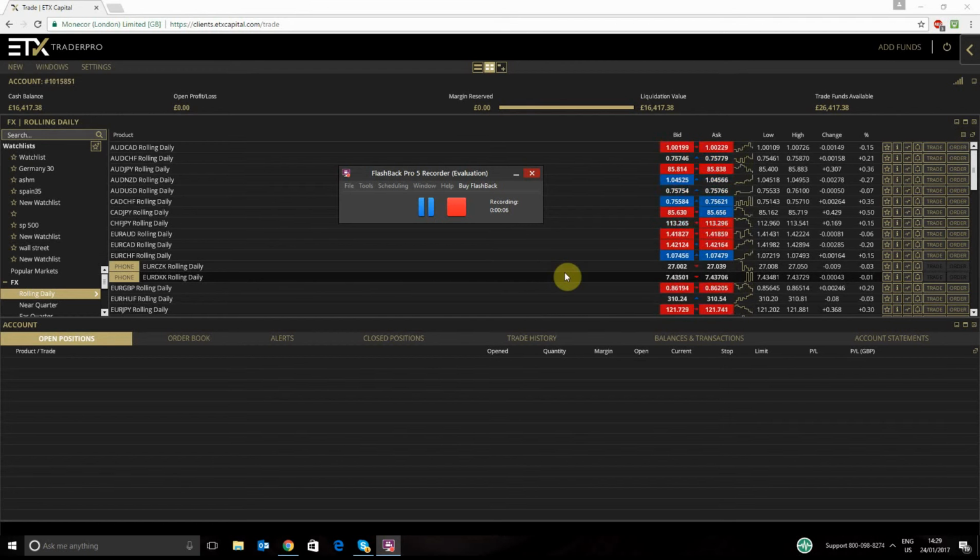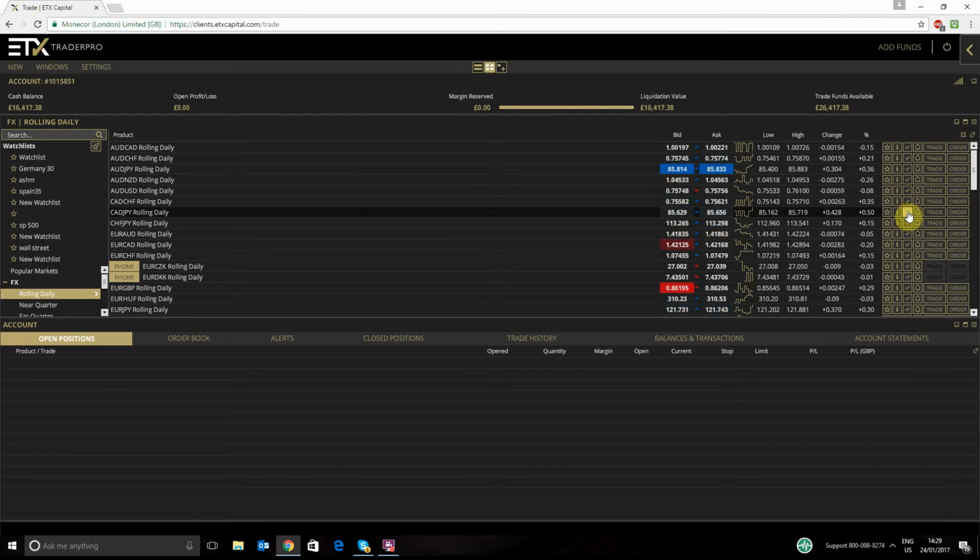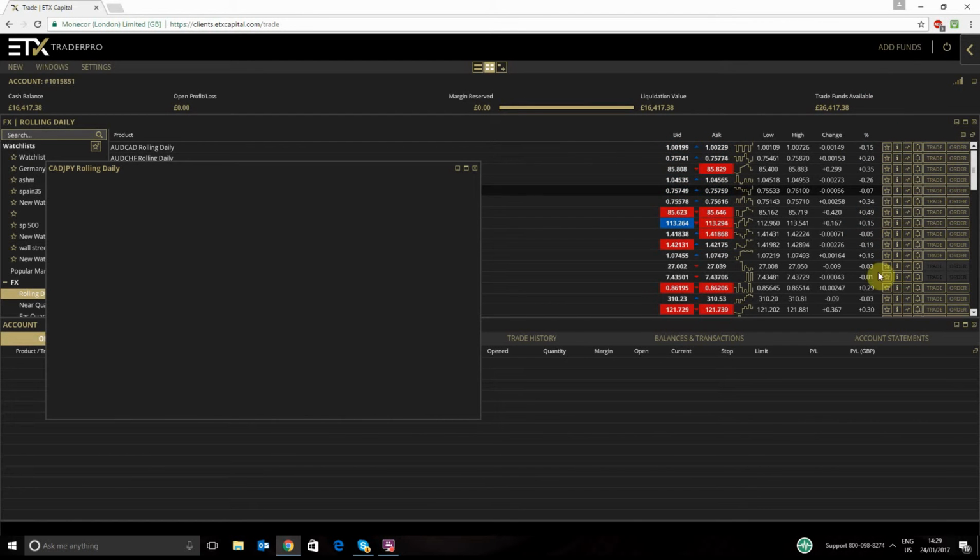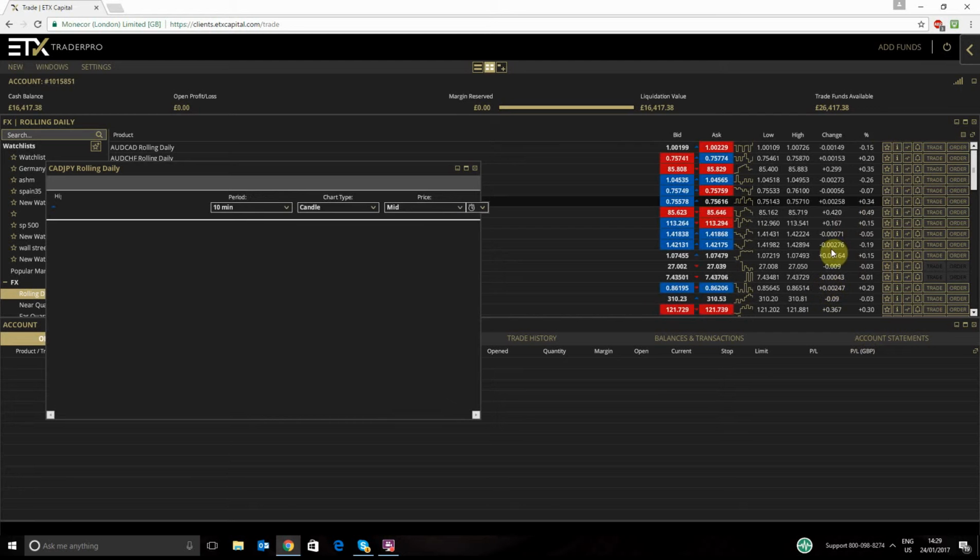We're going to talk about the risk to reward ratio today. And as you can see from the time here, it's almost time for the New York Open. So I'm going to go with the Canadian dollar against the Japanese yen because you can see from the percentage here that it seems to have gone up today.